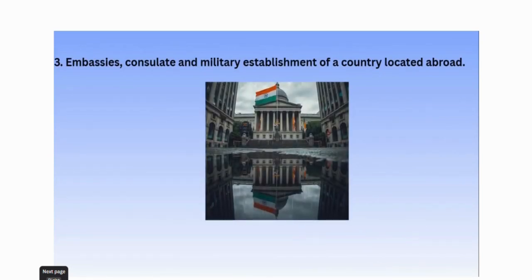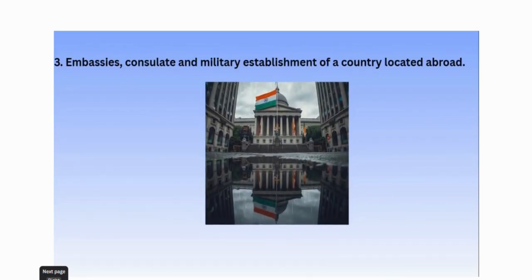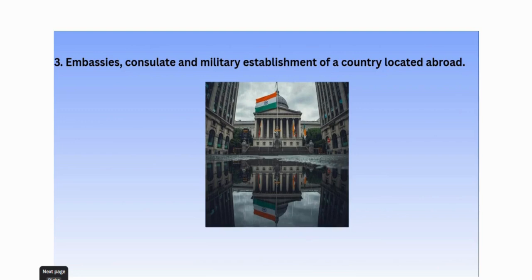Number 3 is embassies, consulate and military establishment of country located abroad. Now, what are embassies? Embassies are like mini version of one country inside another country. Why it is necessary? Because every nation needs a legal and safe space in another country. For example, you are abroad and your passport is misplaced. Then you will go to Indian embassy in that particular country and Indian embassy will help you out.